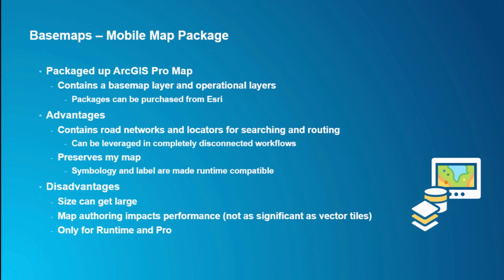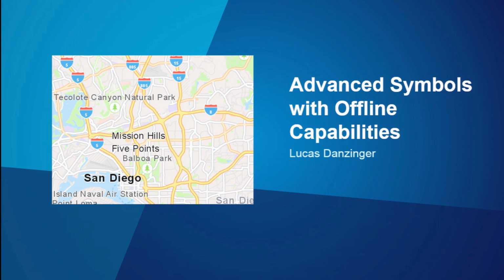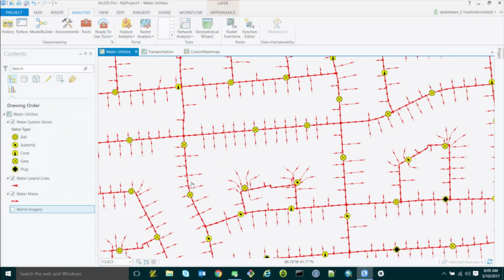The problem about mobile map packages, obviously, is the same thing, size, because there's a lot of data that you're pushing in. Again, it's not as bad as vector tiles as far as performance, but your map authoring does impact performance. And mobile map packages only work for the runtime and for Pro. You can't use them through anything online. So I'll pass it back to Lucas again. He's going to show a workflow where he requires advanced symbols and offline capabilities. So he's going to make a map for that workflow.